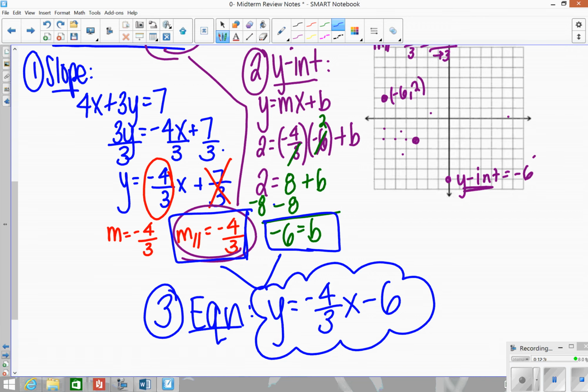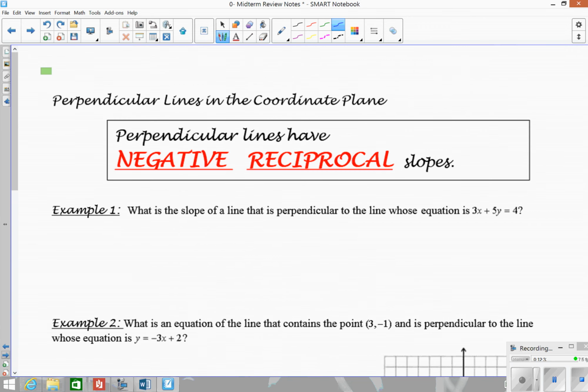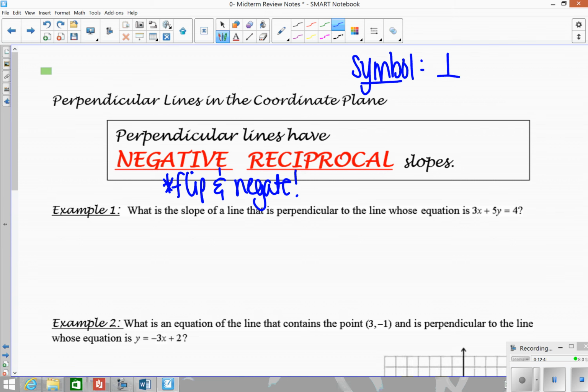The last thing here that we're going to look at are perpendicular lines. Perpendicular lines have negative reciprocal slopes, so that means flip and negate. Remember the symbol for perpendicular is that upside down T. So if you see that, that means perpendicular.